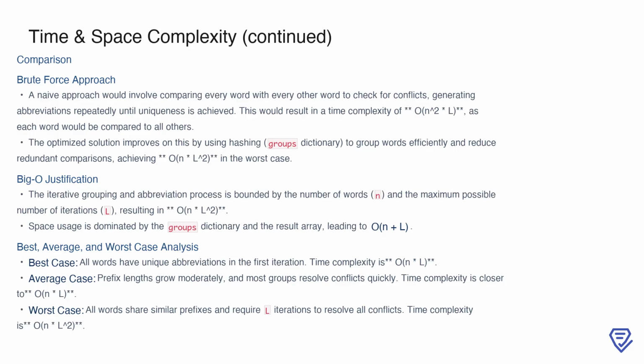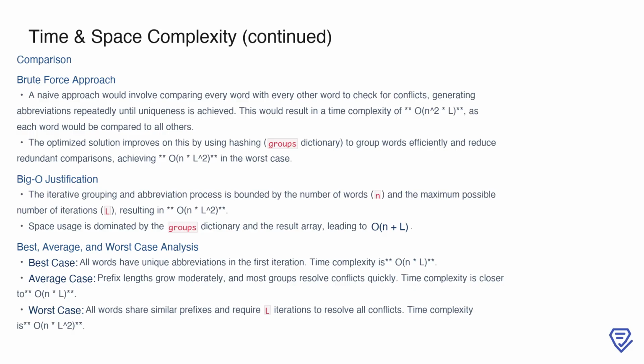Let's compare this optimized approach to the brute force method. A naive solution would involve repeatedly comparing each word with every other word to check for conflicts, generating abbreviations until all are unique. This approach has a time complexity of O(n squared * L), as each word would require comparisons against all other words. In contrast, the optimized solution uses hashing, specifically the groups dictionary, to group words efficiently and avoid redundant comparisons. This reduces the worst-case time complexity to O(n * L squared).